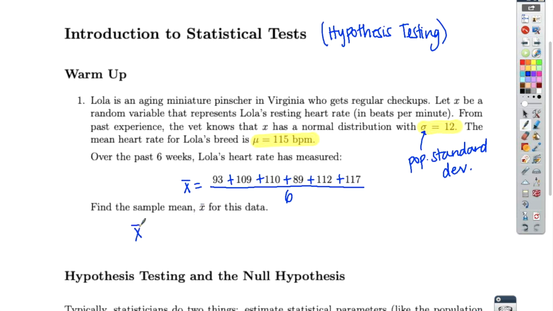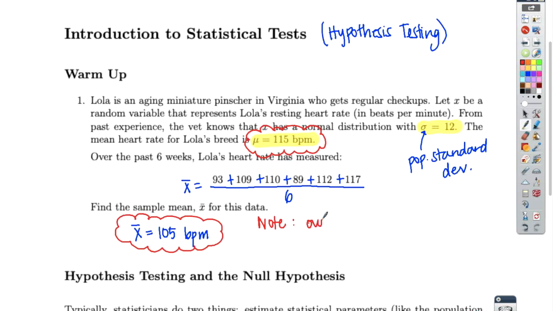When I put that in my calculator, I find a sample mean of 105 beats per minute. Just to point out, remember, the population mean is 115 beats per minute, and our sample mean that we just found is 105 beats per minute. Making a quick note about this, our sample mean is maybe a bit small, a little bit low, lower than the population mean.